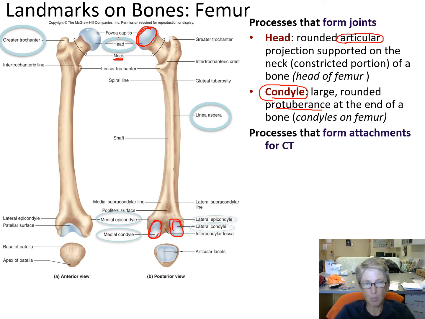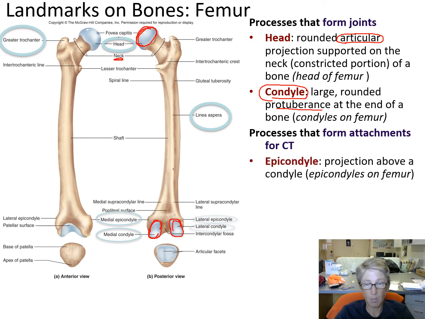So again, we'll use the femur as an example. Let's look at processes that form attachments for connective tissue. Remember that connective tissue is usually in the form of a tendon that's connected to a muscle. So if you have a condyle, a medial condyle, you can look for an epicondyle. Remember, epi means on top. So that's this little piece here. There's a medial epicondyle, and then there's a lateral epicondyle of the femur. Those are projections just above the condyle, and they form attachments. There are these raised portions of bone that are kind of rough, and they form attachments for connective tissue in the form of a tendon that's connected to a muscle.